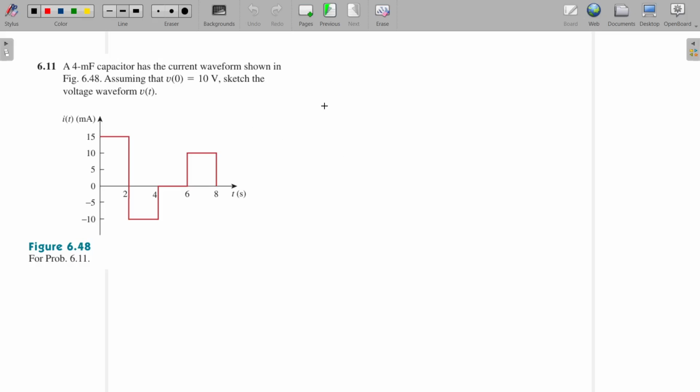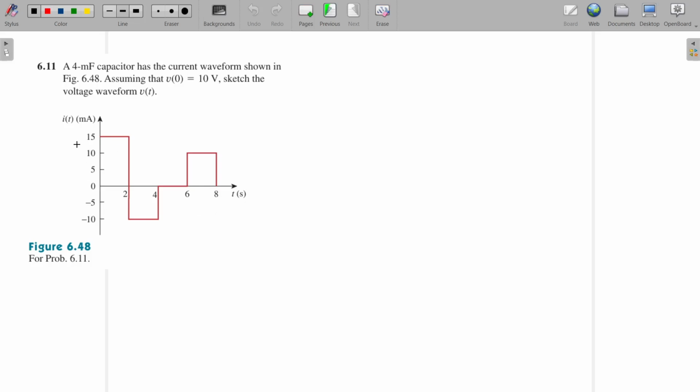Hello everybody, now we are going to solve a problem from Fundamentals of Electric Circuits by Alexander and Sadiku's 5th edition. This is question number 6.11. A 4 millifarad capacitor has a current waveform shown in figure 6.48. Assuming that V of 0 is equal to 10 volts, sketch the voltage waveform V of t.